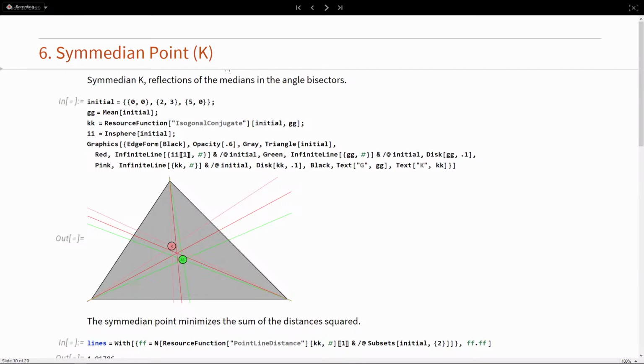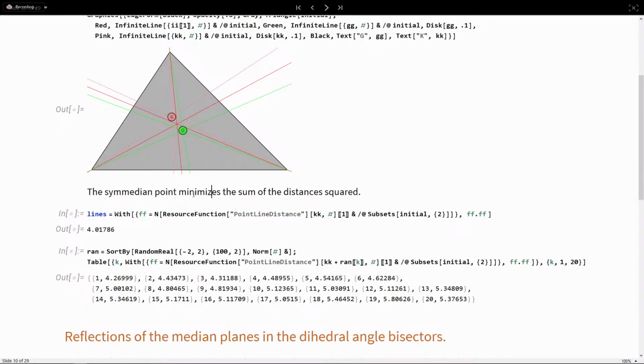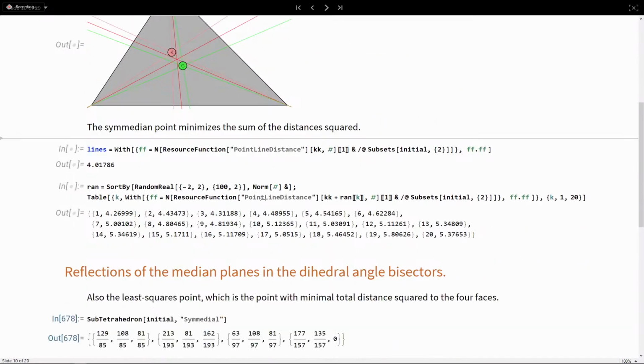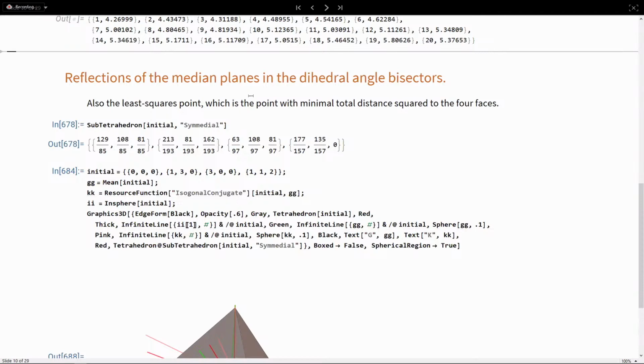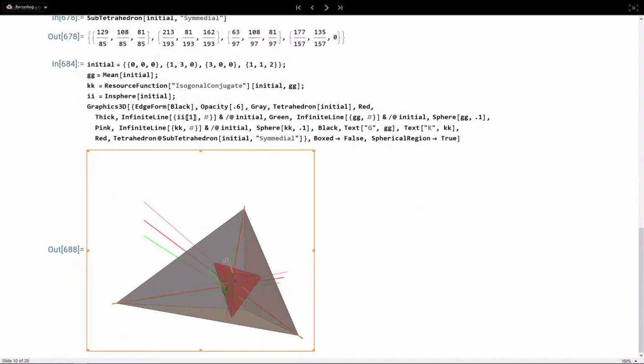The Submedian point: we have the centroid here. We can do the angle bisectors, and if we reflect the medians in the angle bisectors, we get what's called the Submedian point. That point minimizes the sum of distances squared, and we can check that. The reflections of the median planes in the dihedral angle bisectors also works.